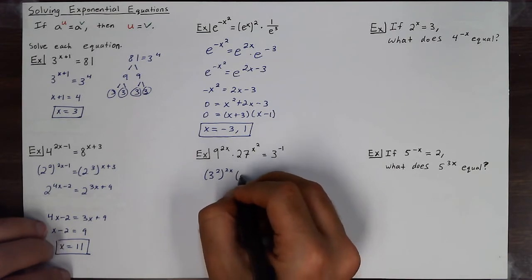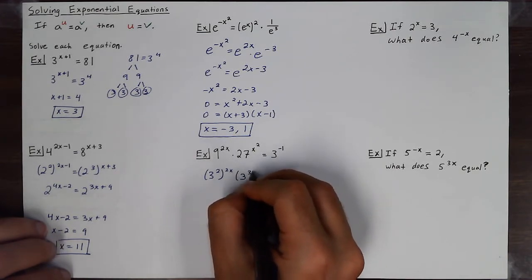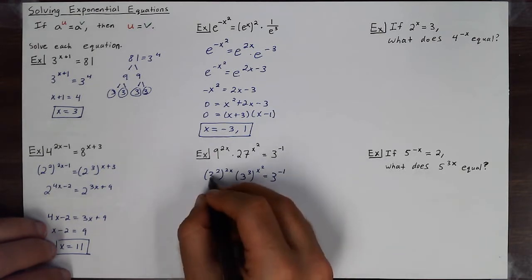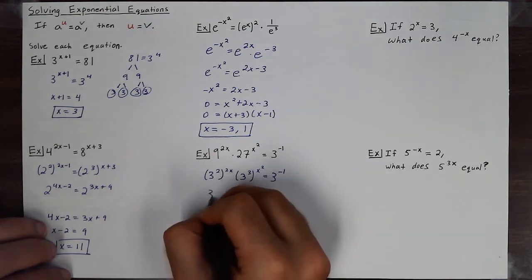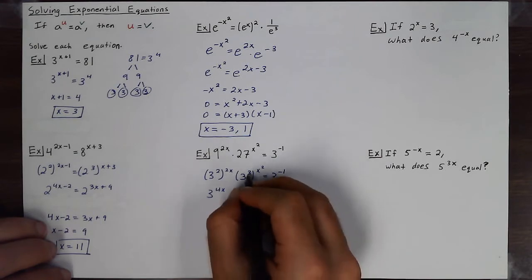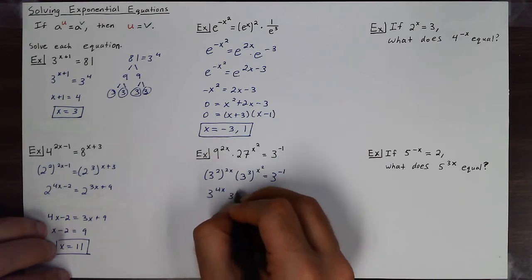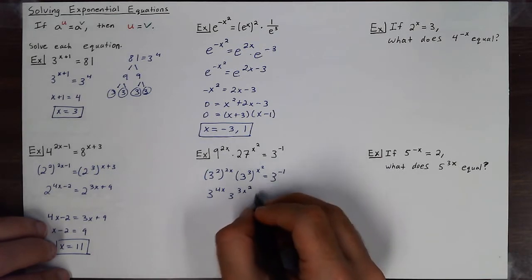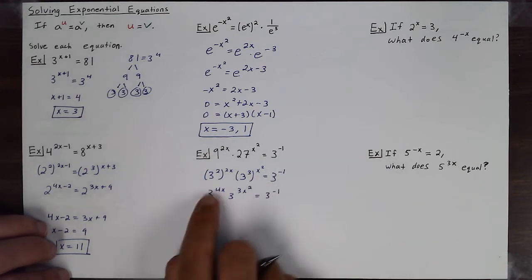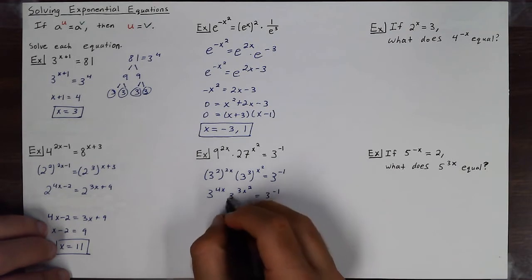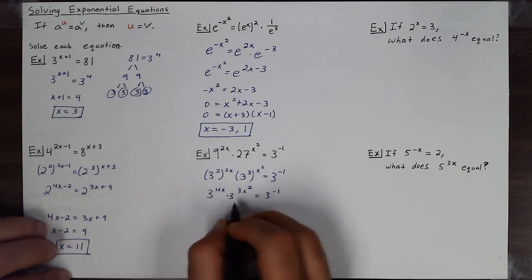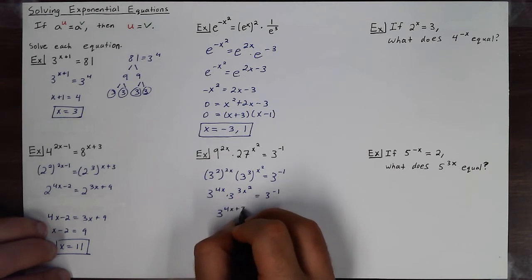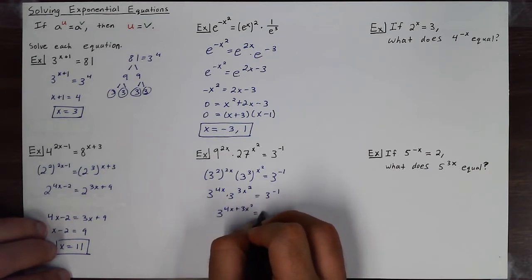27 I can rewrite as 3 cubed. And then this is just 3 to the negative 1. So 2 times 2x is 3, gives me 3 to the 4x. 3 times x squared gives me 3 to the 3x squared. And then equals 3 to the negative 1. I can combine both these bases by adding their exponents since they have a similar base. So I get 3 to the 4x plus 3x squared equals 3 to the negative 1.